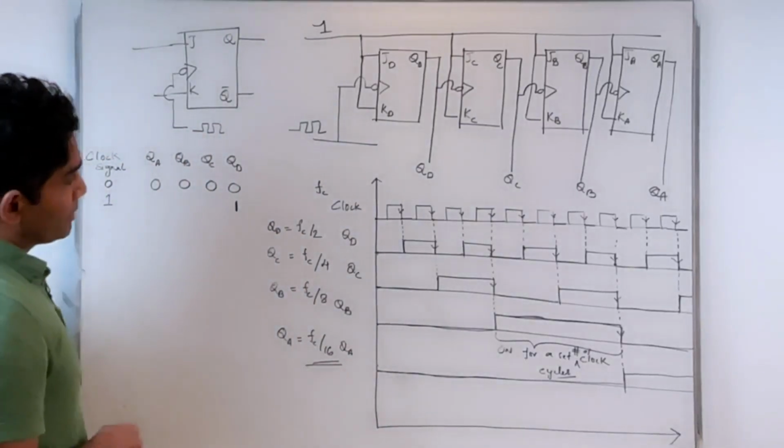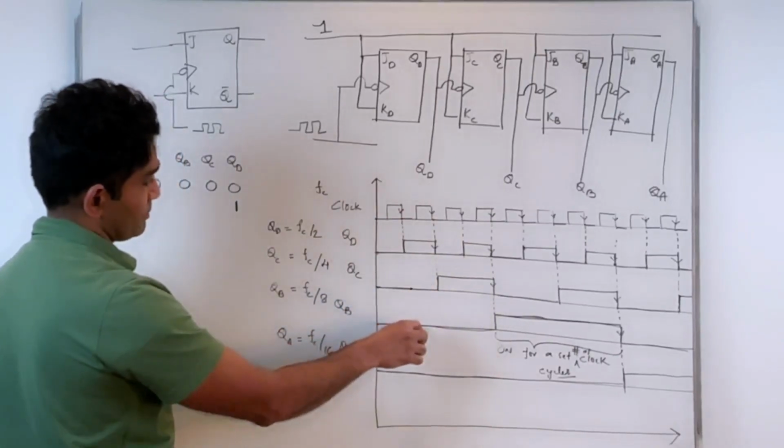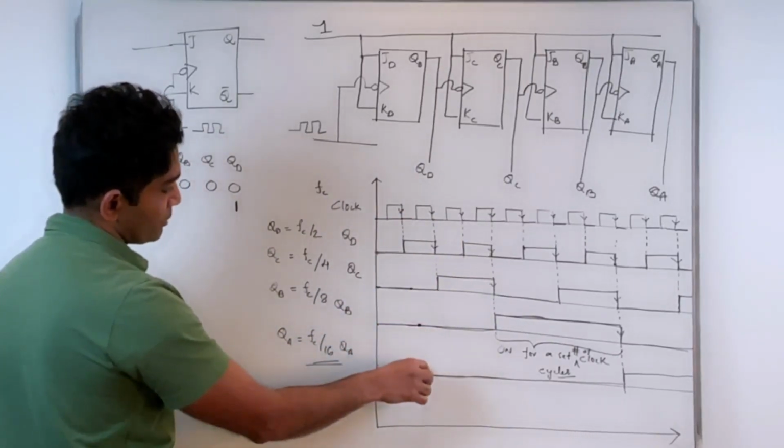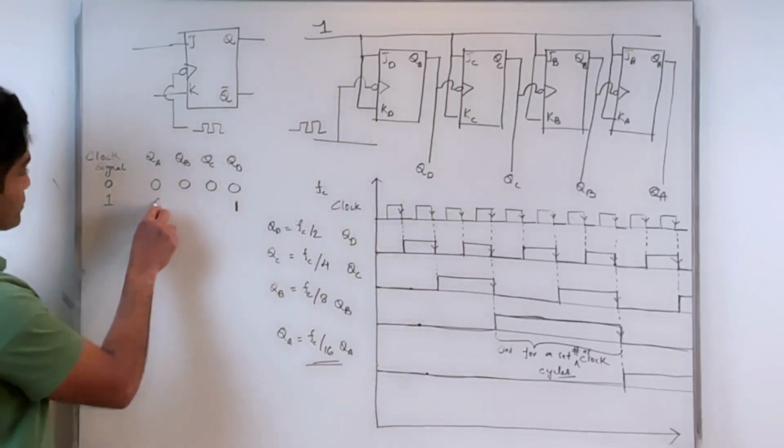Right? On the first clock pulse, what is the value on QC? My QC is still 0. There's nothing here. QB is still 0. QA is still 0. Right? So the rest of them are all zeros.